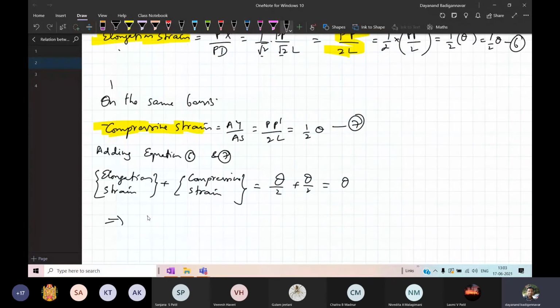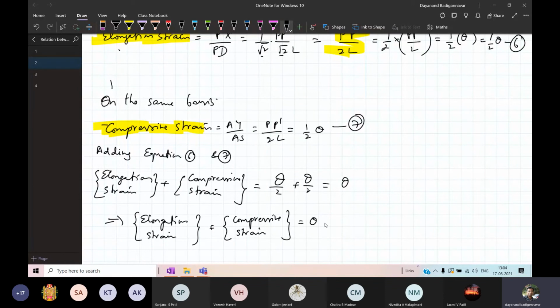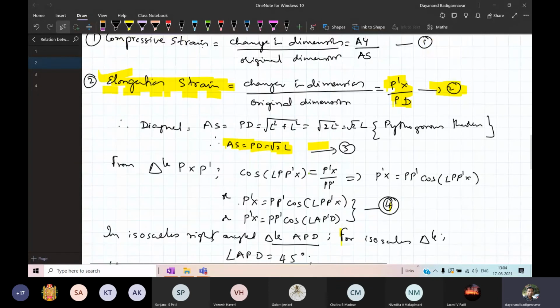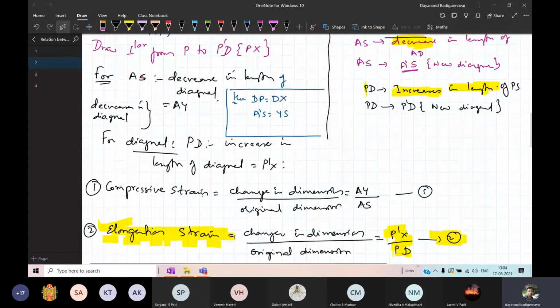Very important. Elongation strain plus compressive strain is equal to theta. Now you have done the evaluation for elongation strain and compression strain. Now, what is this theta? Already I have told you theta here.